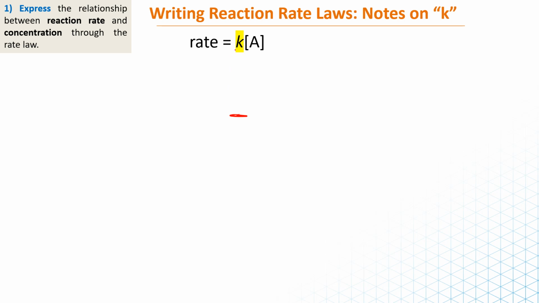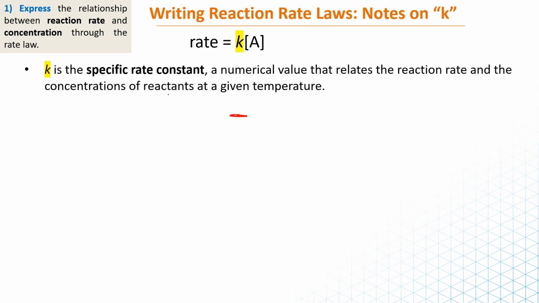Now we'll go and talk about K, guys. So here's K. So what is K called? K is the specific rate constant. It's called the specific rate constant. It's a numerical value that relates the reaction rate and the concentration of reactants at a given temperature. يعني هو رقم يربط ما بين الريت وما بين the concentration of the reactant.